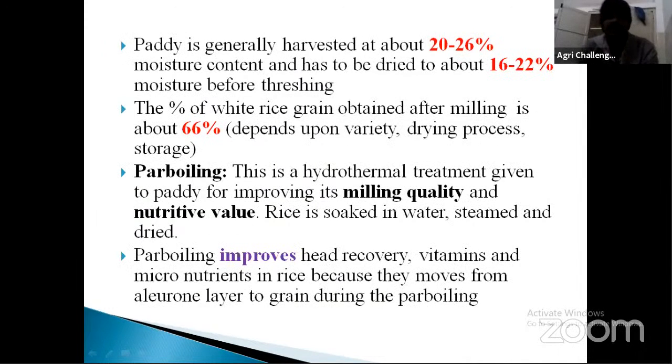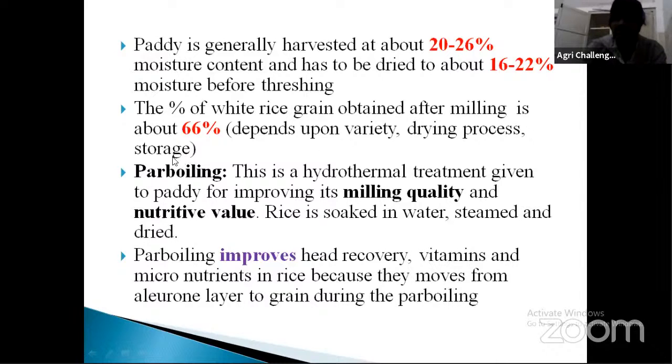And paddy is generally harvested at about 20 to 26 percent moisture content, and it has to be dried to about 16 to 22 percent before threshing. Threshing means separating grains from the panicle. The percentage of white rice obtained after milling is 66 percent. We have already discussed that milling percentage of rice is 66 percent, that is 2/3 of rice, and hulling percentage is 75 percent. But both hulling and milling depend upon the variety, drying process and storage also.